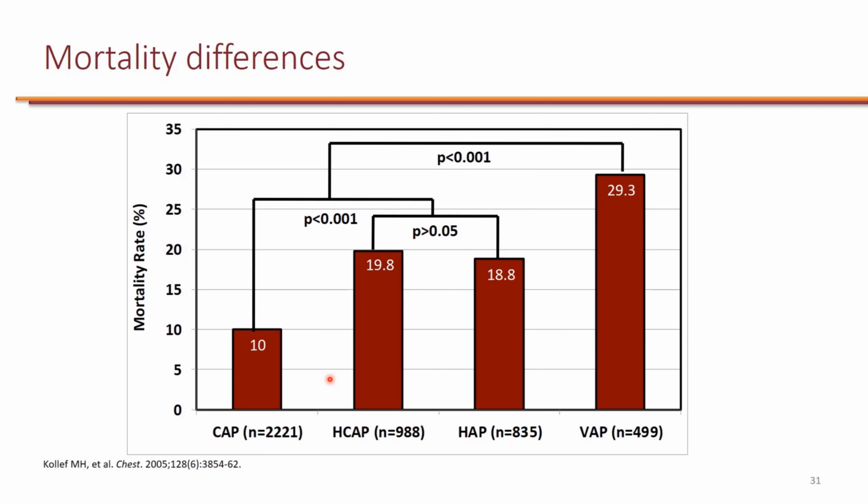Now, keep in mind that the severity of illness is different in different types of pneumonia. So here on the y-axis, you can see the mortality rate. So in community-acquired pneumonia, the mortality rate in this study was about 10%, which was significantly lower than a mortality rate in nosocomial pneumonia. Now, on the other end of the spectrum, we have ventilator-associated pneumonia, which has the highest rate of mortality compared to other types of pneumonia.